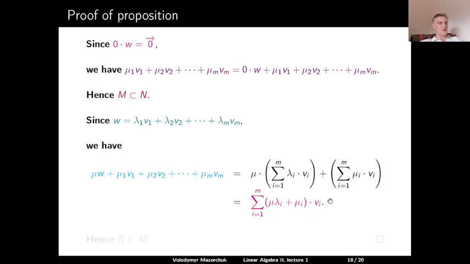And this is manifestly a linear combination of v1 and so on vm. So this element belongs to M. It's only a linear combination of the vi's, while the original element belongs to N, as it is a linear combination of v1, v2, and so on vm and w. In other words, N is a subset of M. And so N and M are equal, exactly as stated in the proposition.